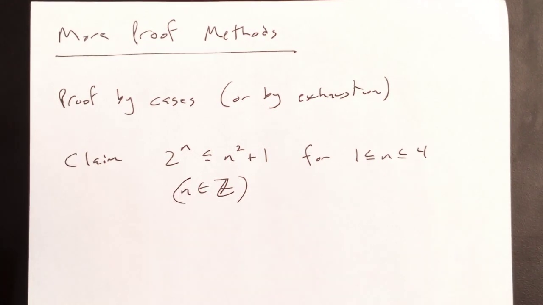I claim that 2 to the nth is less than or equal to n squared plus 1, where n is an integer, but more, n has to be between 1 and 4, inclusive. How many integers are there between 1 and 4? So check them. Literally, all you have to do is plug in 1, 2, 3, and 4, and you will have verified all the possible cases for this claim and thus proved it.